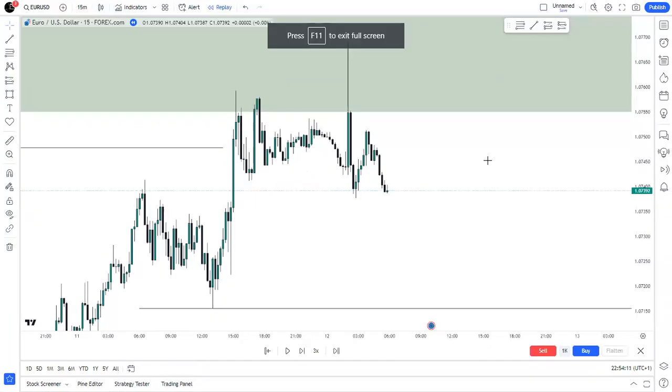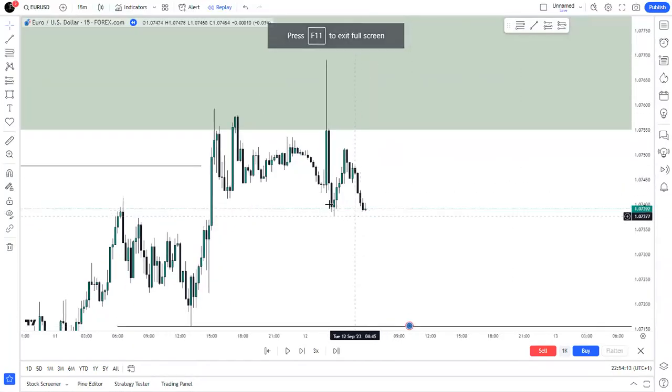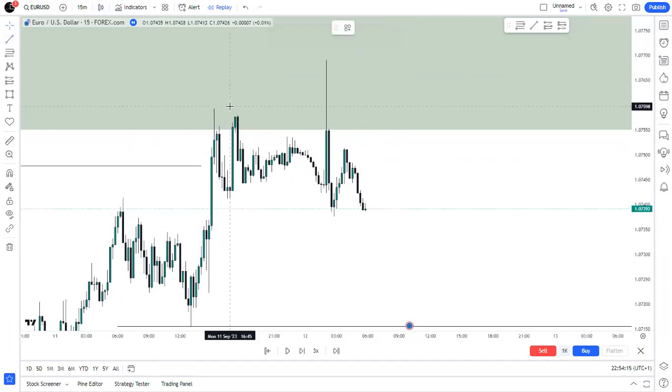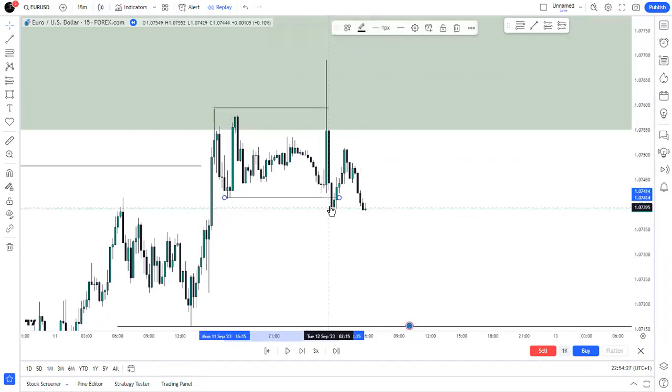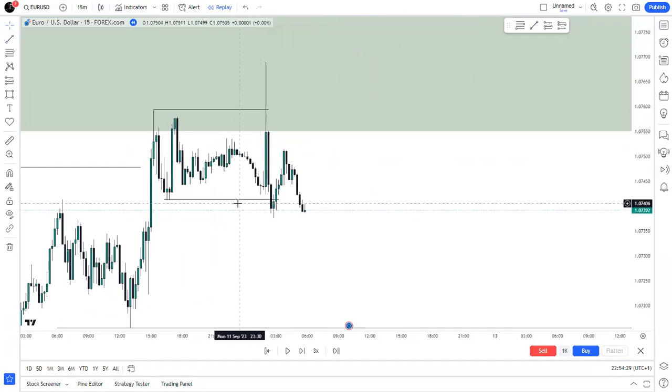Now, if you look to your left, we've had a market structure shift already. Price took out this high. Then we had price take out this low. So at this point here, we've had a market structure shift. Now, where do you look for entries?